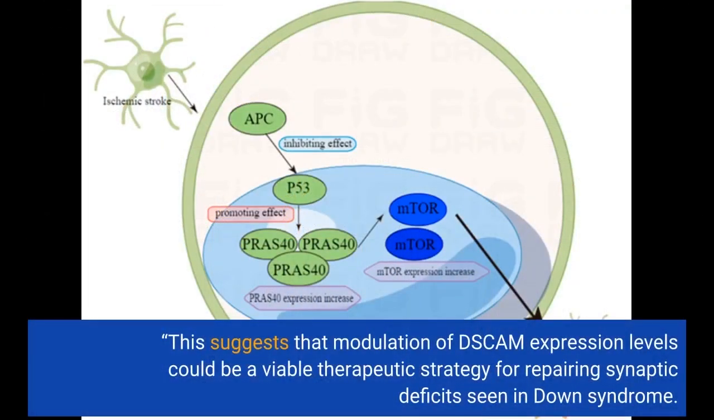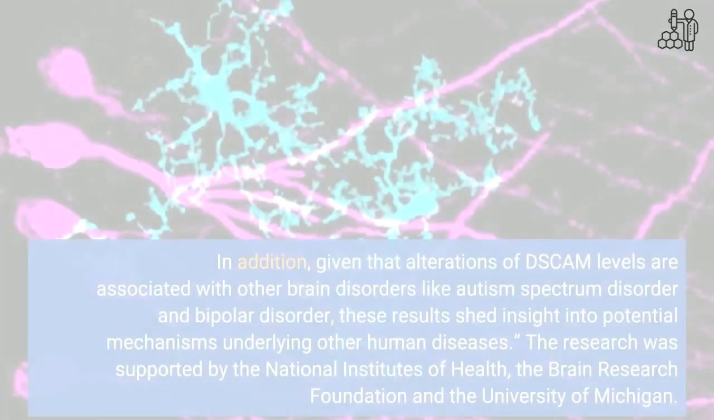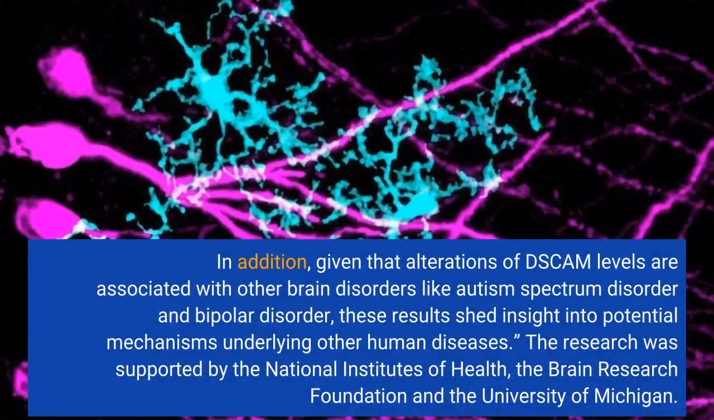This suggests that modulation of DSCAM expression levels could be a viable therapeutic strategy for repairing synaptic deficits seen in Down syndrome. In addition, given that alterations of DSCAM levels are associated with other brain disorders like autism spectrum disorder and bipolar disorder, these results shed insight into potential mechanisms underlying other human diseases.